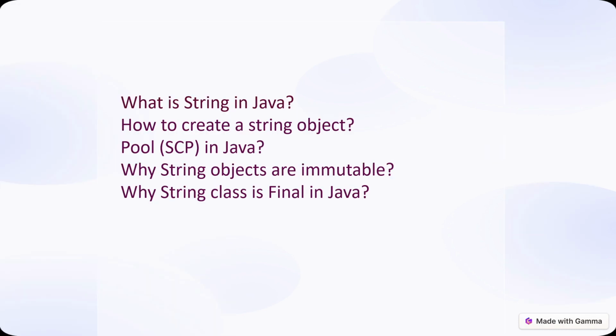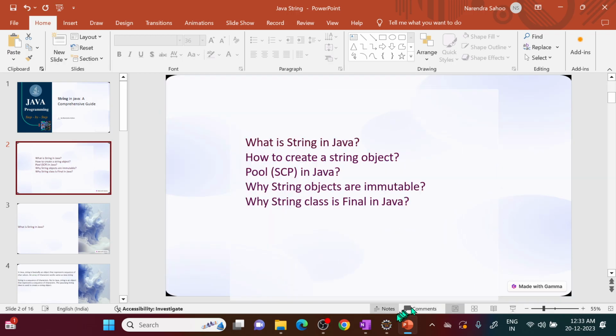What is the string and what is the string constant pool? Also, immutable and final class. I will explain why string is immutable and why it is final. Okay, before explaining all this theory, let me open this.